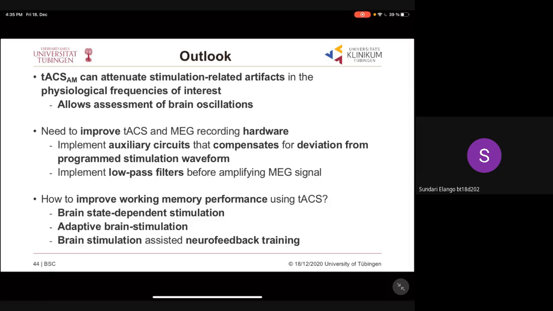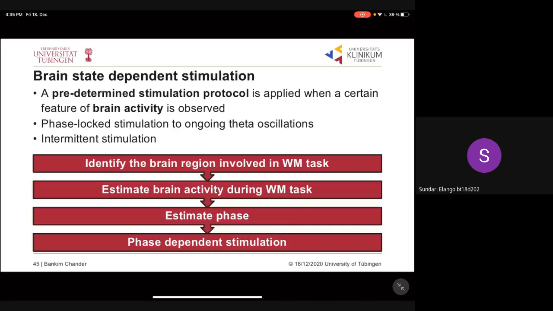And then for improving the performance, we can use something like brain state dependent stimulation, adaptive brain stimulation, or brain stimulation assisted neurofeedback training, which I will briefly give an overview of now. So in case of brain state dependent stimulation, we again identify a brain region involved in a working memory task, or this could be any task. Then we estimate the brain activity during this task, and by using the hardware, we can do some real time analysis of these signals to estimate the phase.